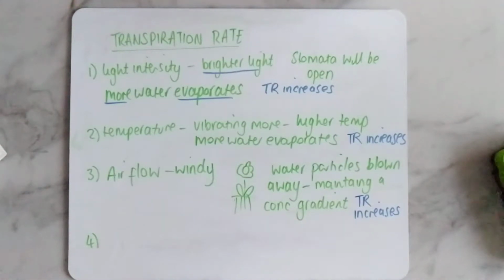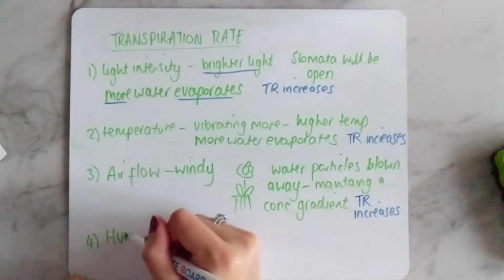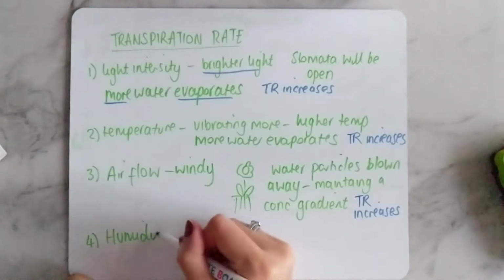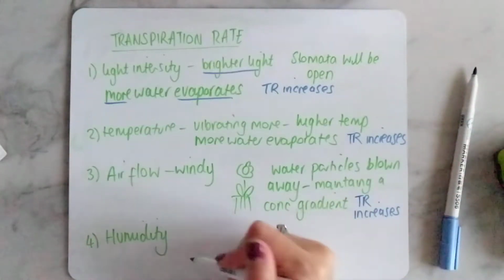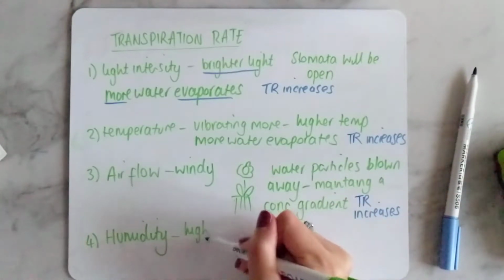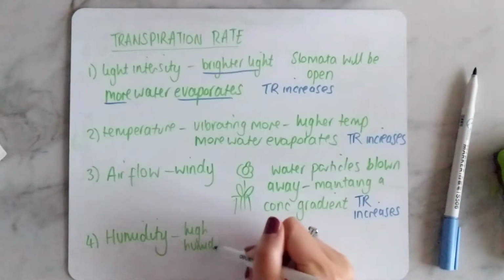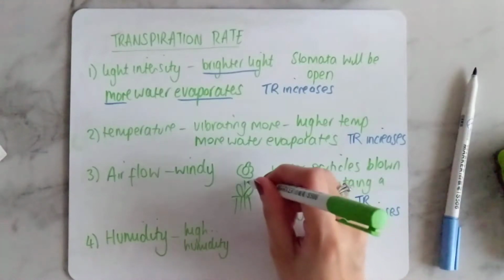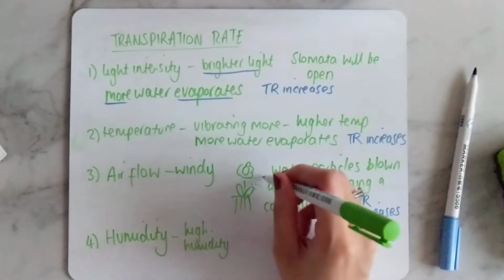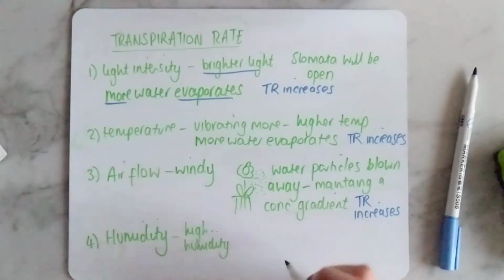Then the fourth one is humidity. So if it's a really humid day, that means there's lots of water particles in the air. So if we said there's high humidity and there's lots of water particles in the air, I'll just use this diagram again. So let's say that it's a really humid day, there's lots of water particles already surrounding the leaf.